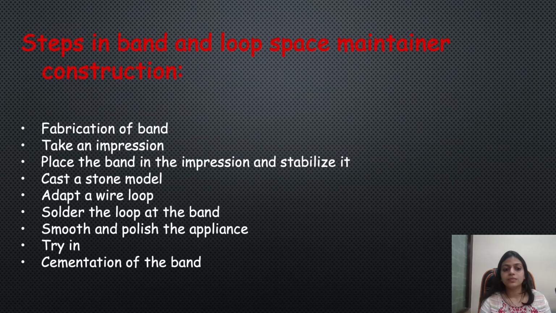Then there are certain steps in the construction of a band and loop space maintainer. I am not going into the detail of it, just the steps I have mentioned. So first we have to fabricate the band by band pinching, then take an impression, then place the band in the impression and stabilize it. Then we cast a stone model out of it and then adapt a wire loop, and then we solder the loop to the band. Then later smoothen it, polish it, and then we try it in the patient, and then final cementation of the appliance is done.